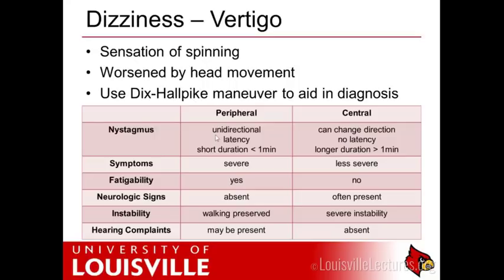And then in peripheral vertigo, they can usually walk, but they may kind of walk to one side. Those with central vertigo are unlikely to be able to walk. And then people with peripheral vertigo may have hearing complaints.